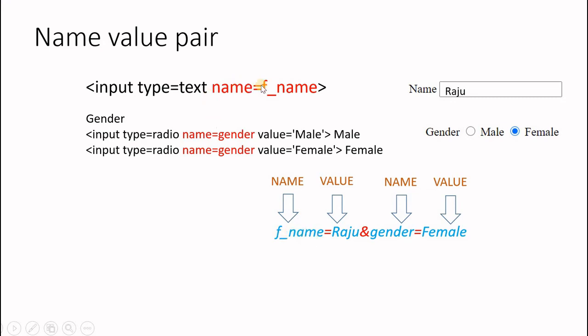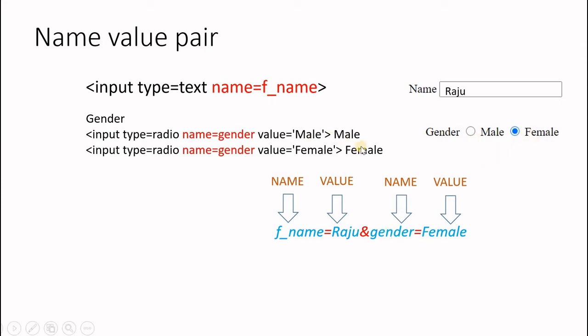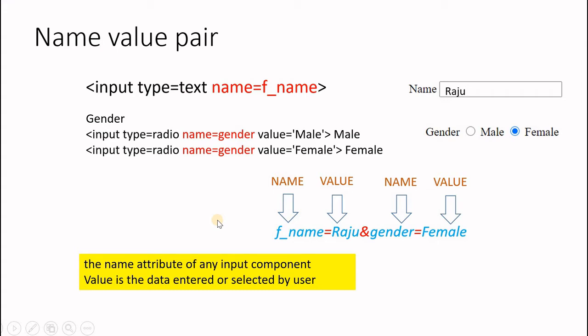The name is taken from the name attribute, and the value is what the user has entered. Then an ampersand sits between them, separating one name-value pair from the next. The name gender is taken from here, and the value part of the selection. Here the selection is female, so the value female is taken. So the name is the attribute name of any input component, and the value is the data entered or selected by the user.